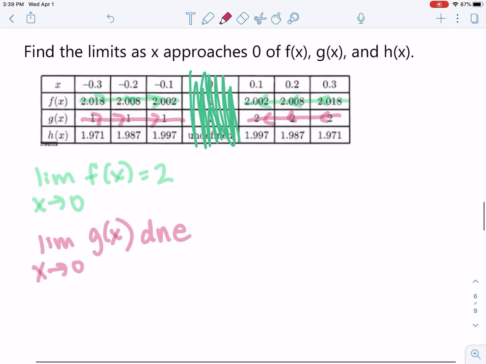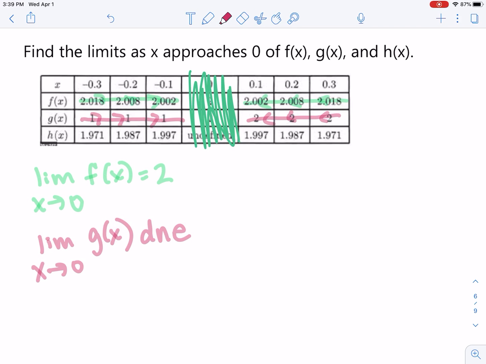No, does not exist. Okay? All right, let's try g of x. This would represent the left-hand limit. What does it look like the y's are approaching there? Looks like 2 to me.